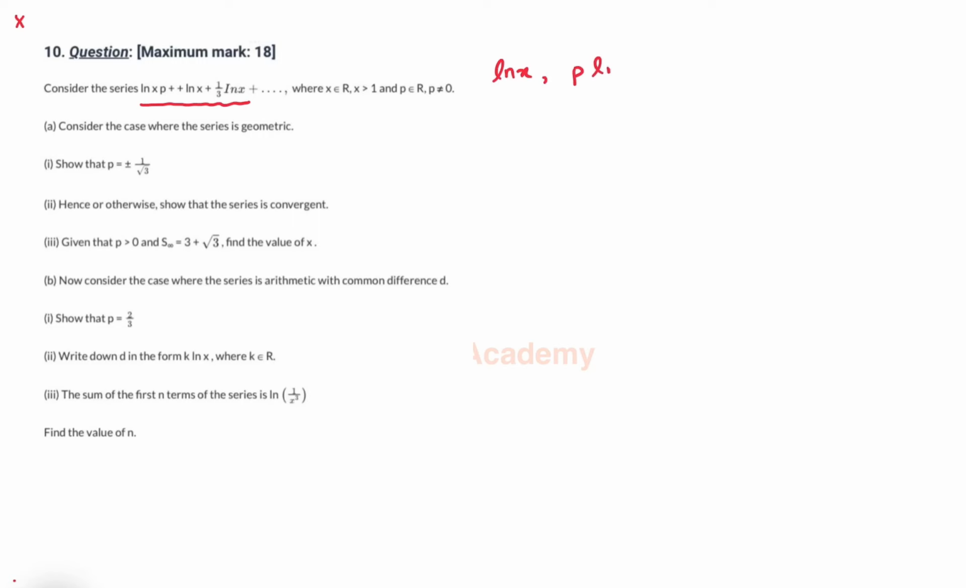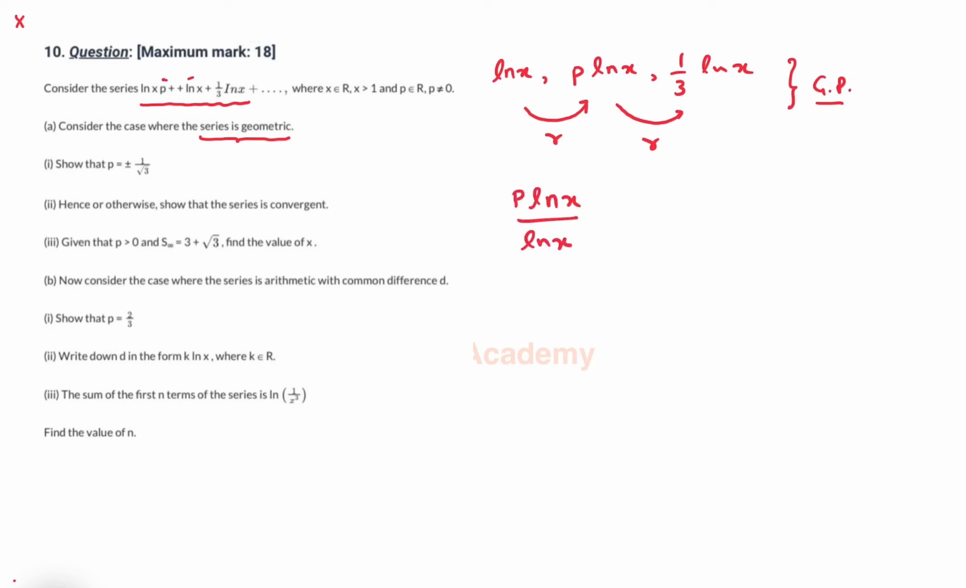The first term in this question is natural log of x. The second term is p times natural log of x and the third term is 1 by 3 natural log of x. So p ln x is one term. Now it is given in the question that these three terms are in geometric progression. When I say this, it means if I multiply this by an r and then again this by another r, I will get the next term.